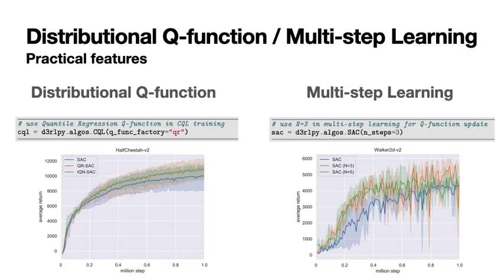To achieve the performance beyond the state-of-the-art, distributional Q functions and multi-step learning options are available. Distributional Q function is known as the powerful approach by estimating the distribution of Q values instead of mean. Multi-step learning is also a handy and effective approach to obtain the better results. You can use these options with all implemented algorithms.